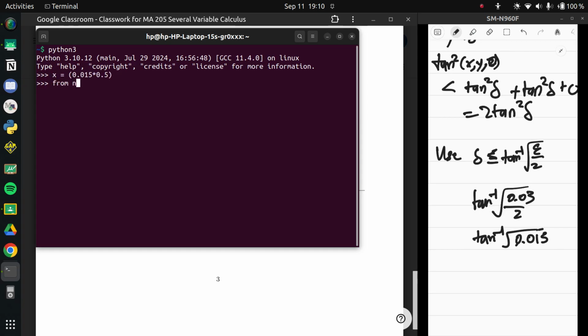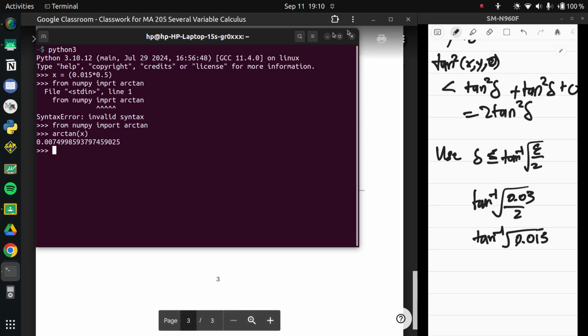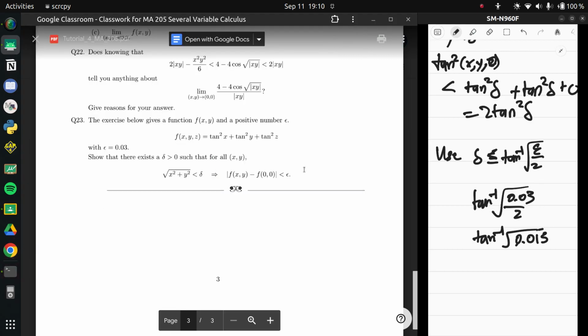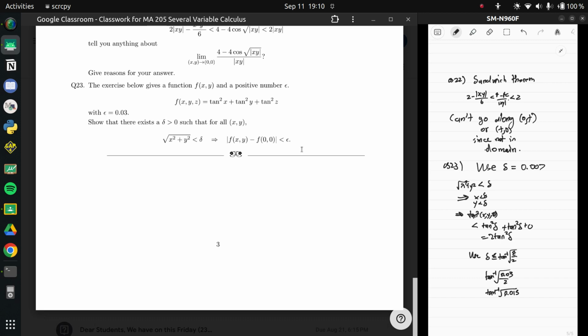Anyway, so arc tan of this number, that's 0.015. So I'm just going to use 0.007. That works out. Use delta equal to 0.007. Works out. Okay. And yeah, that's pretty much it. So we are done. Okay then.